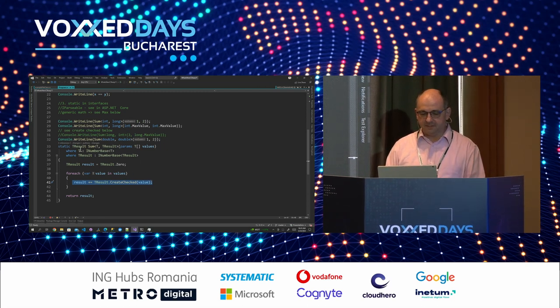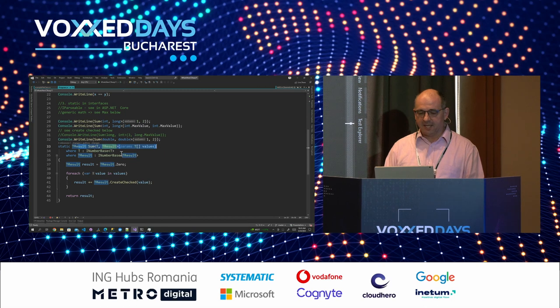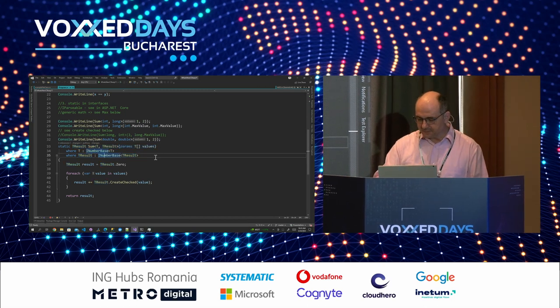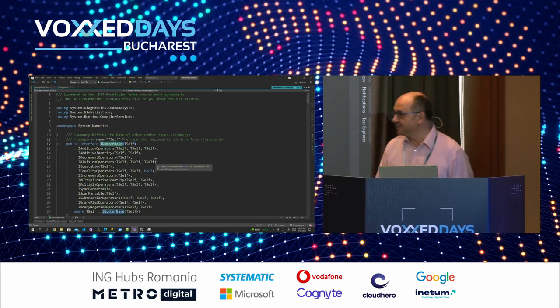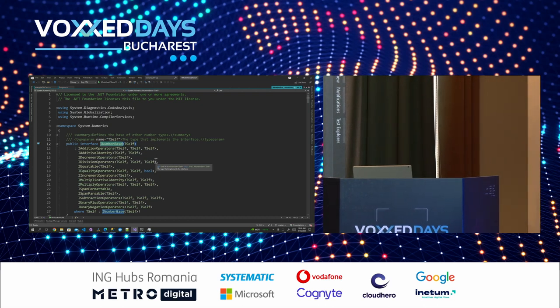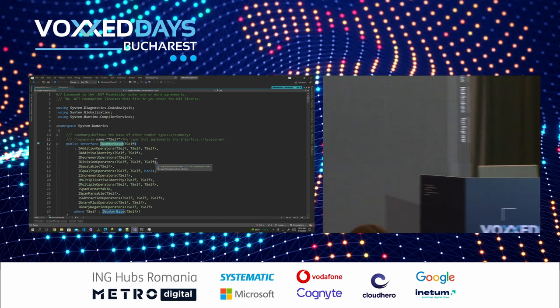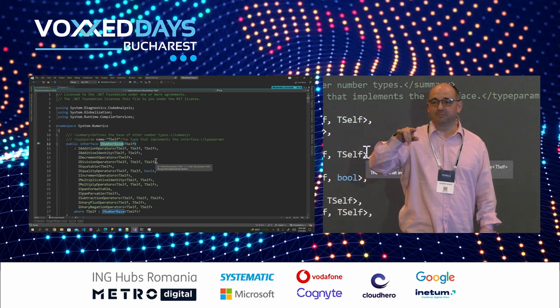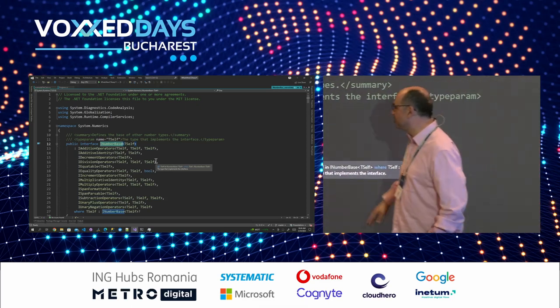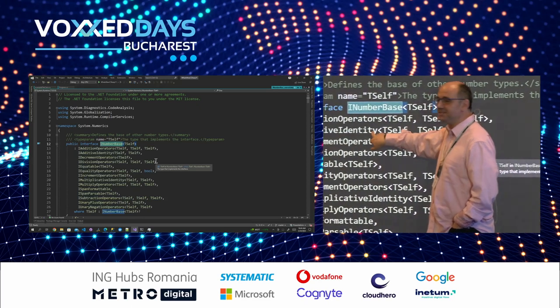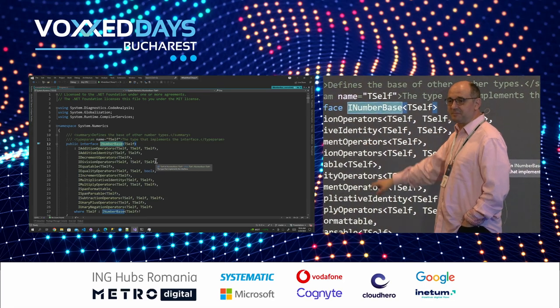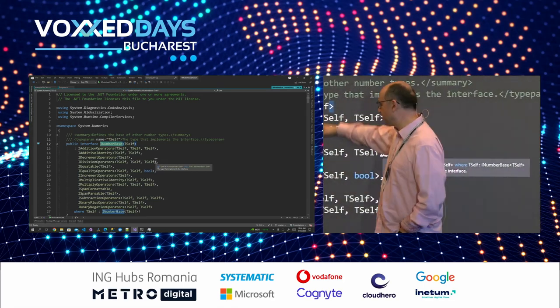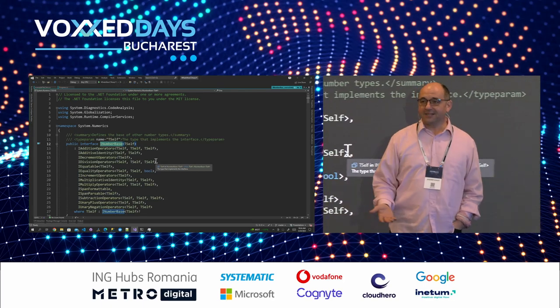So if you have this function sum and your class supports this INumberBase, and you see here the INumberBase supports IAdditionOperators, so that then you can put plus, supports IAdditiveIdentity, T0, and supports many other things. So if your class supports this operation, you can add them.